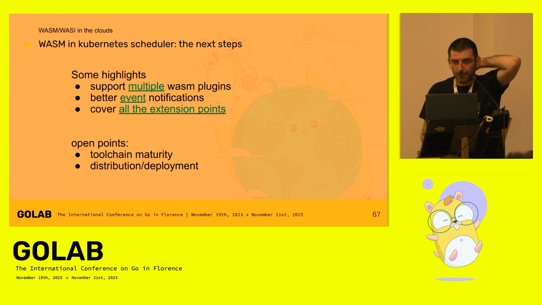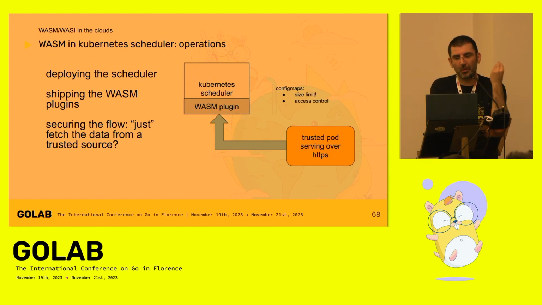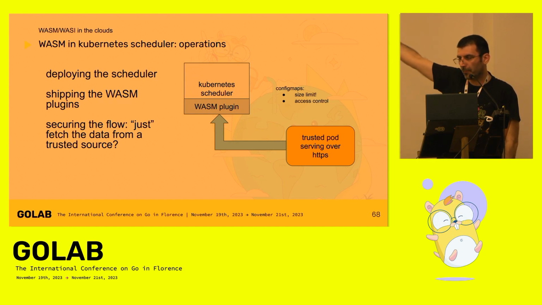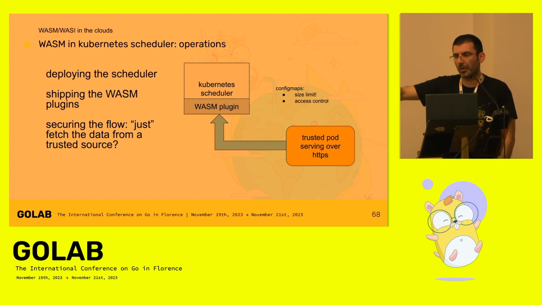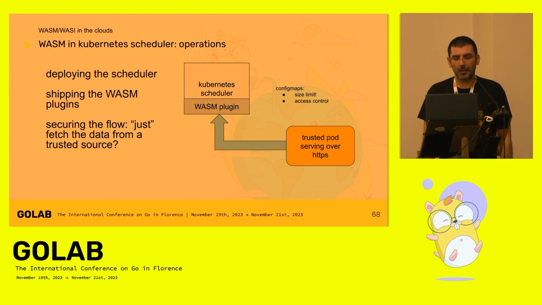The open points are the toolchain maturity, and now we have a relatively good idea of why, and also the distribution of the WebAssembly code. Because if we go so far and pay all this price to have plugin mechanisms, so that we load our code dynamically, we need to do that securely. Not just a random person comes, deploys our plugin, and forces it to be loaded. There are options to do that, but no best practice has emerged yet. Discussion is ongoing.